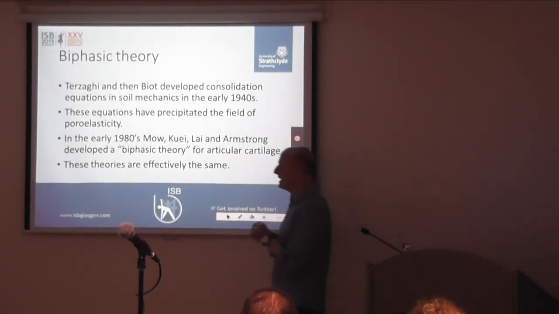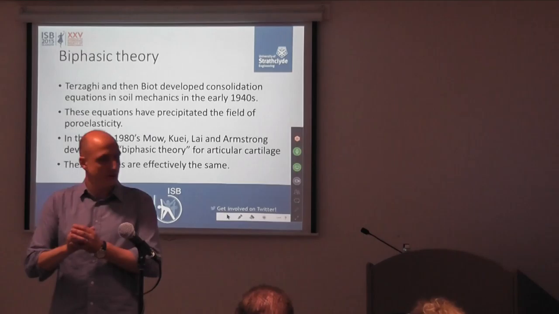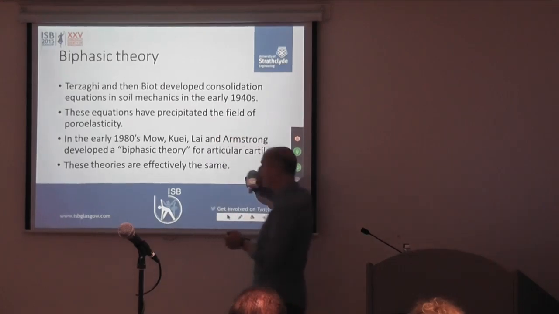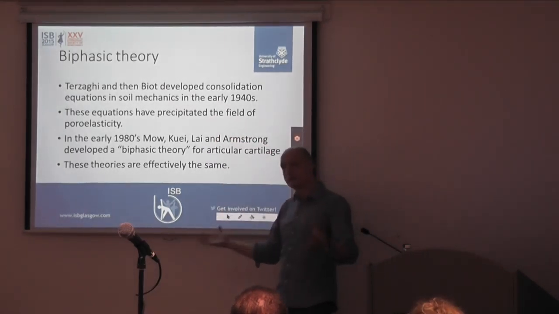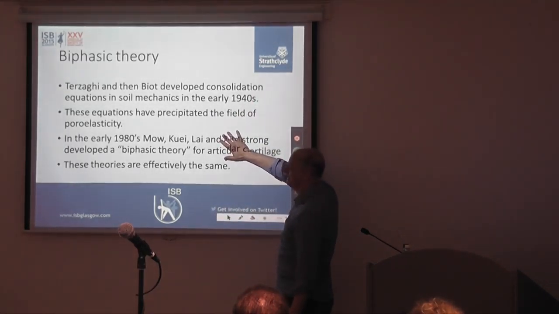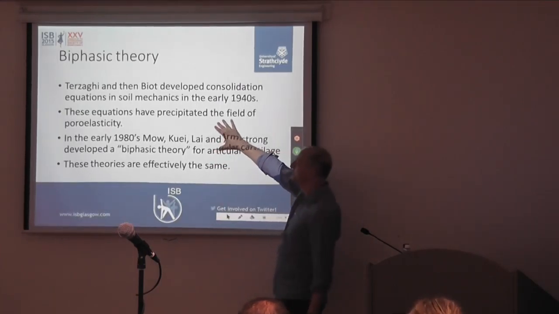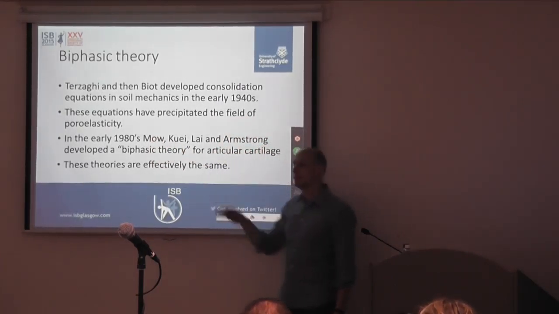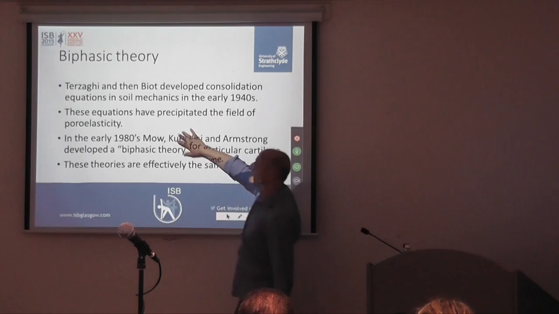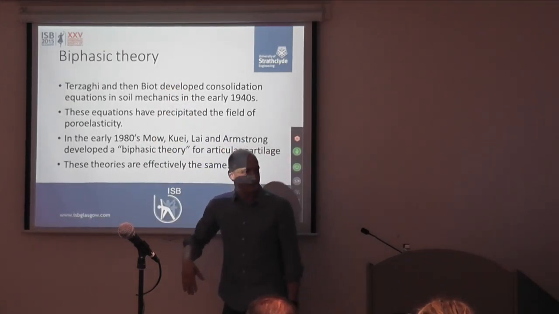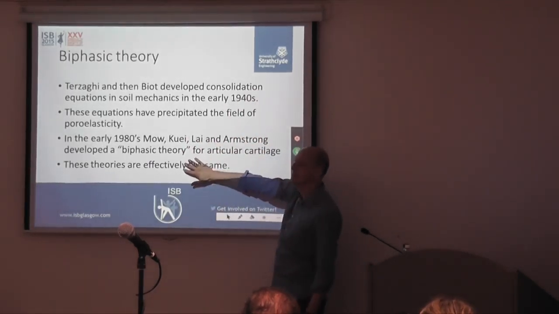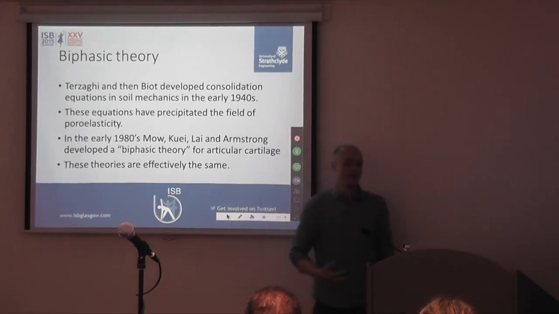Biphasic theory was developed in the 1940s, originally in soil mechanics, okay, by Terzaghi and subsequently by Biot. So there's lots of literature on poroelasticity in soil mechanics. In the early 80s in Columbia University, V.C. Mow is the main architect of the biphasic theory, and he developed a biphasic theory for articular cartilage. I don't know whether they built on each other, they didn't reference it, but I think this was developed independently, but it's been shown since that they are effectively the same theory.